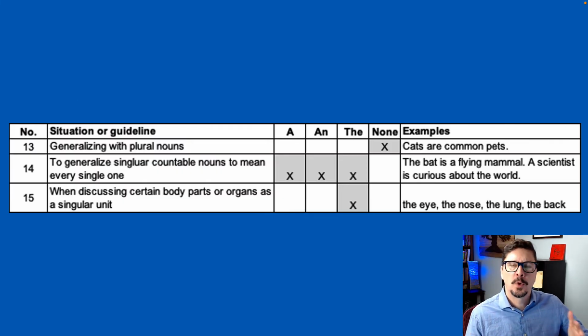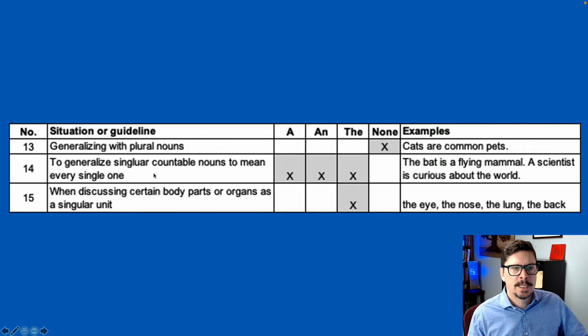Let's look at a few more rules or guidelines. Number 13 is when you are generalizing with plural nouns, you do not use an article. So the example here is cats are common pets. This is a plural noun and we're generalizing with it. We're not talking about a specific cat or even a specific group of cats. We're talking about all cats.